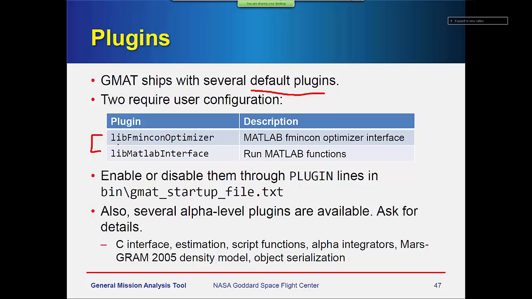The ones that link to MATLAB and link to the MATLAB optimizer. We just disable it because not everybody has MATLAB and it needs some special configuration anyway. That configuration documentation is in the user guide under the MATLAB interface chapter. It gives you a description of how to configure that. You can enable or disable plugins through the startup file, and we have several alpha level ones available.